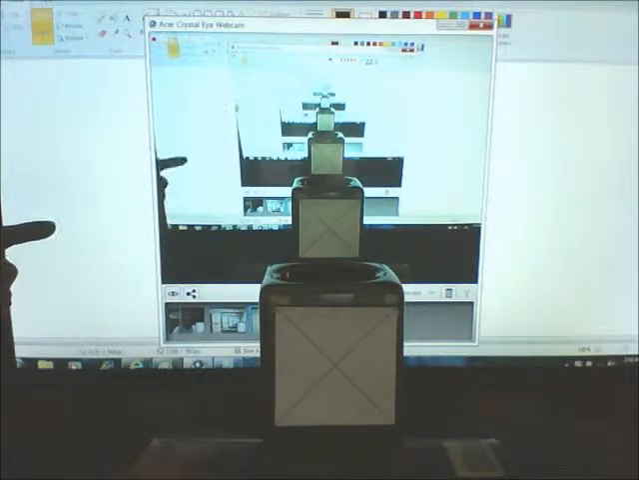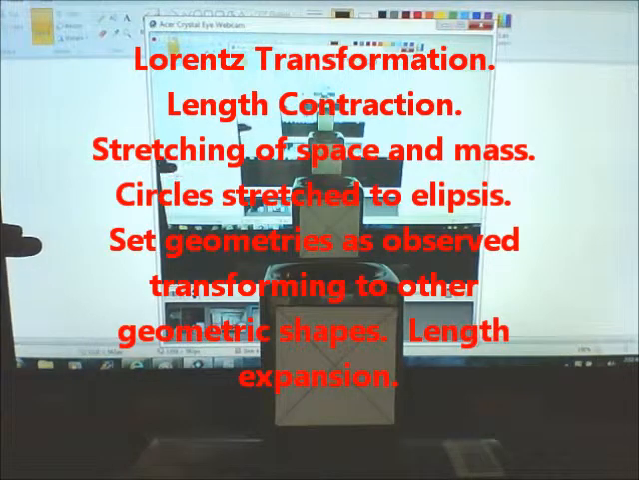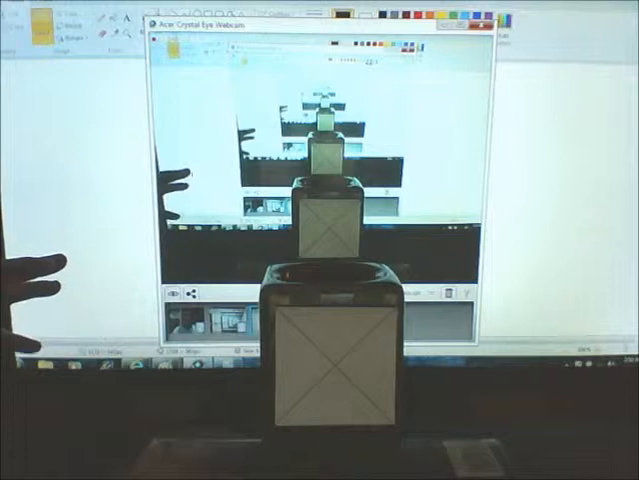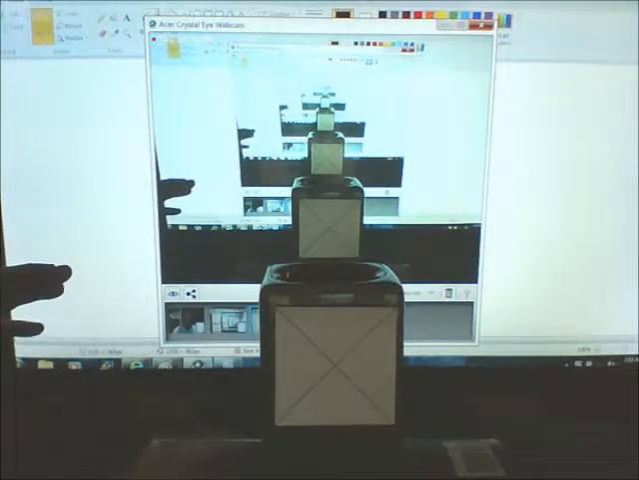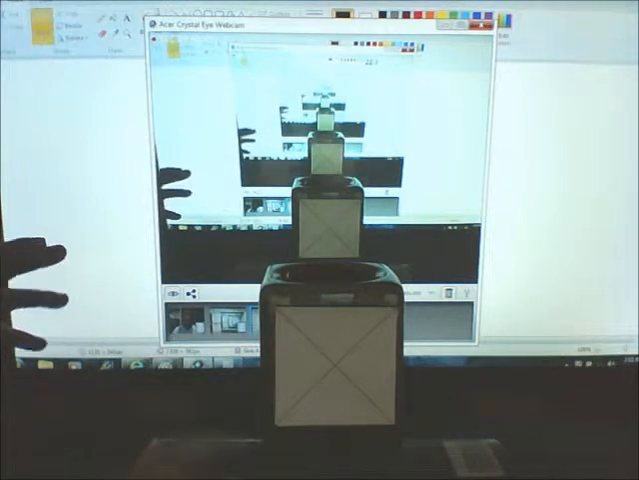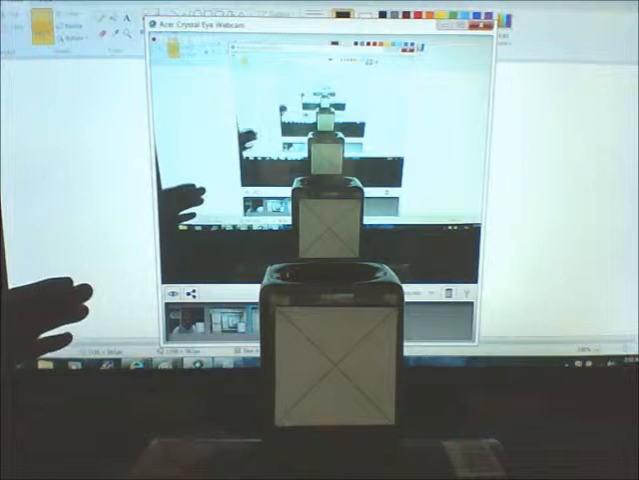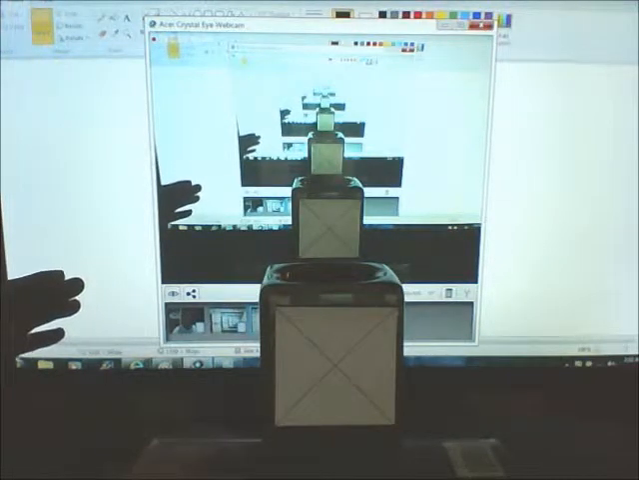So I'm going to mark these as close as I can, and then I'm going to demonstrate what I'm saying about the stretching and the difference in length measurements that you get based on the slightest alteration of motion. And we can consider the slightest alteration of motion would be the slightest deviation from one point of relative view to another point of relative observation.